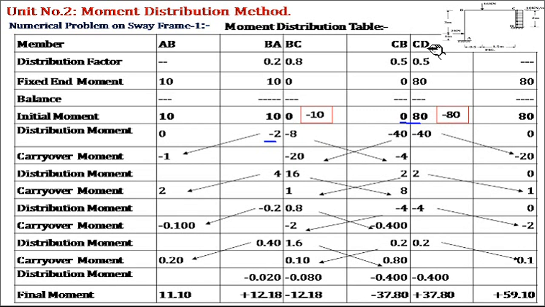This correcting moment is to be distributed in members CB and CD. As the distribution factor is the same, minus 80 into 0.5, the value will be the same, that is minus 40, minus 40. Now this distribution moment is to be carried to the far end. From BA it will be carried to AB, because from B to A the far end is fixed, and from C to D the far end is fixed, so the carryover is allowed.